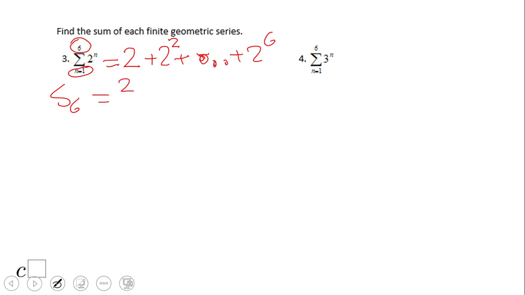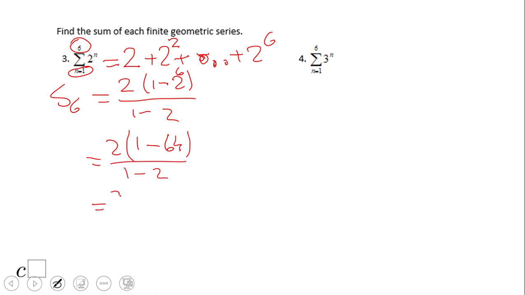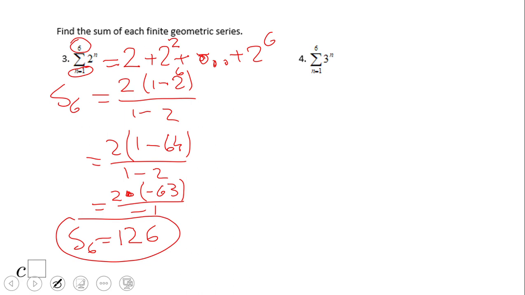The first term is 2, right? And we have 1 minus, the common ratio is 2, to the 6th power over 1 minus 2. So we have 2 times 1 minus 2 to the 6th power, that is 64, over 1 minus 2. So that will be 2 times negative 63 over negative 1. So that will be 126. The sum of the first 6 terms of this geometric sequence is 126. The good thing about this sigma notation, you know how many terms you have. Look where you start from, where you end up. From 1 to 6, that means 6 terms. Pause this and try number 4.